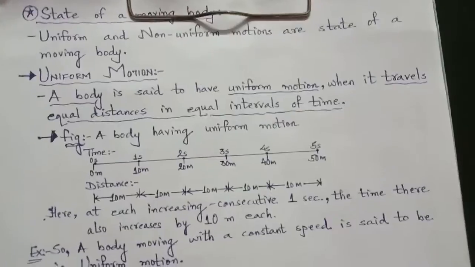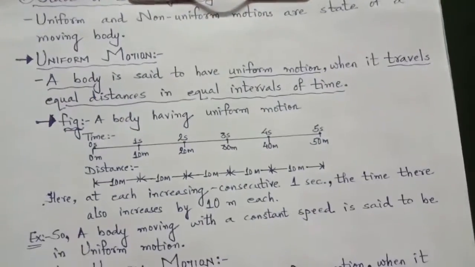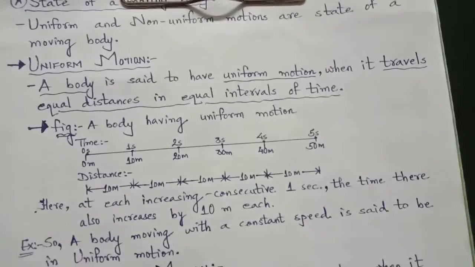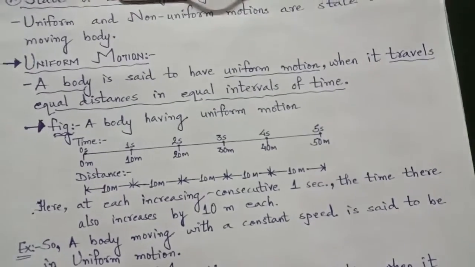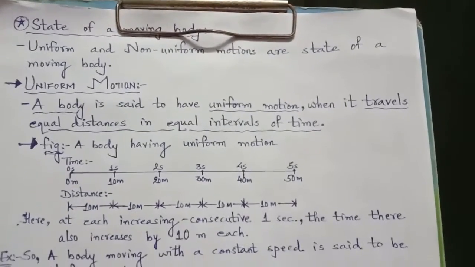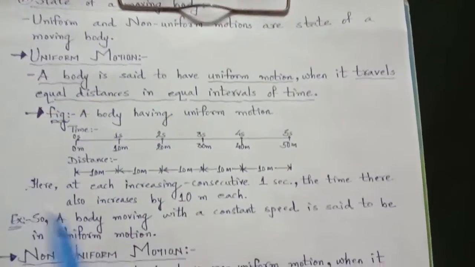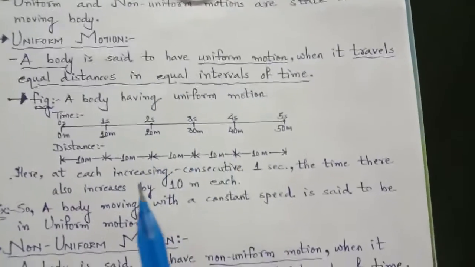In a similar manner, when motion is considered as travelled in the same interval of time and the same distance, then it is uniform. And when the interval of time is not similar and the distance travelled is different for each interval of time, then the motion is non-uniform. So let us first discuss uniform motion in a proper manner.